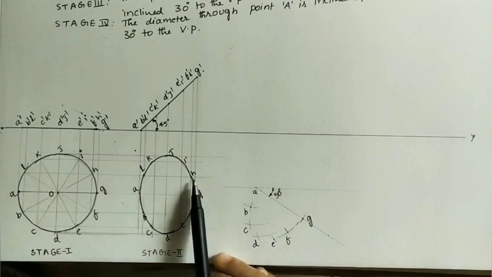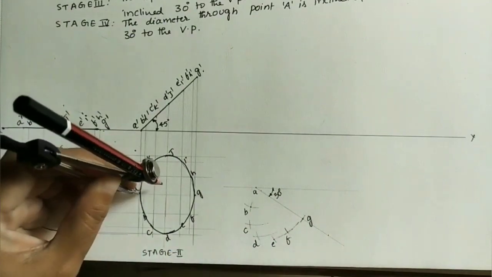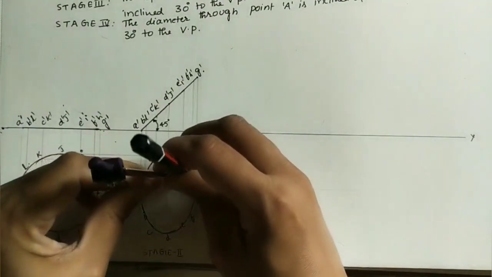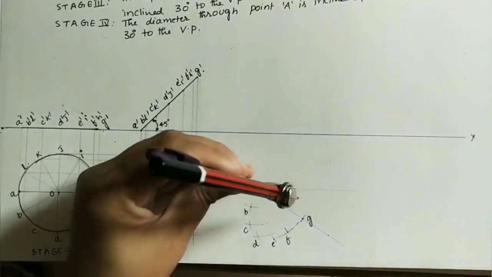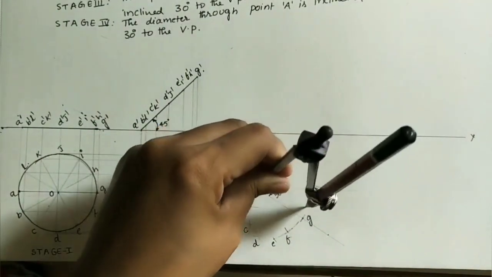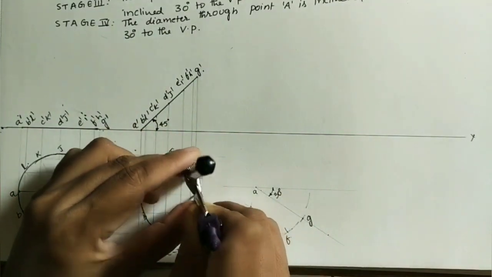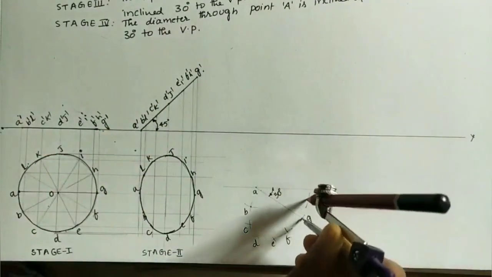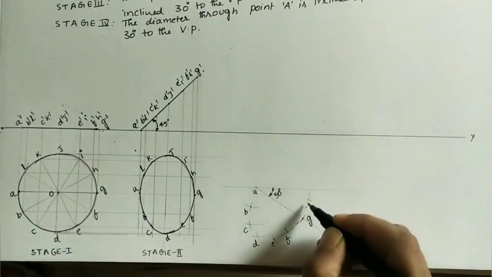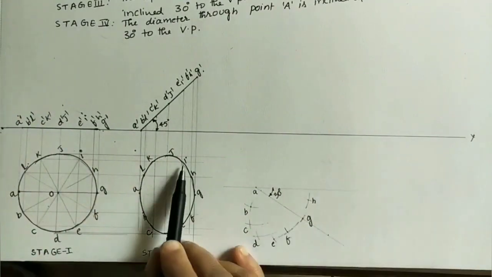Similarly mark H. Take AH length. A as center, just do an arc here. Similarly take GH length. G as center, cut this arc. You will get H point. Next I point.